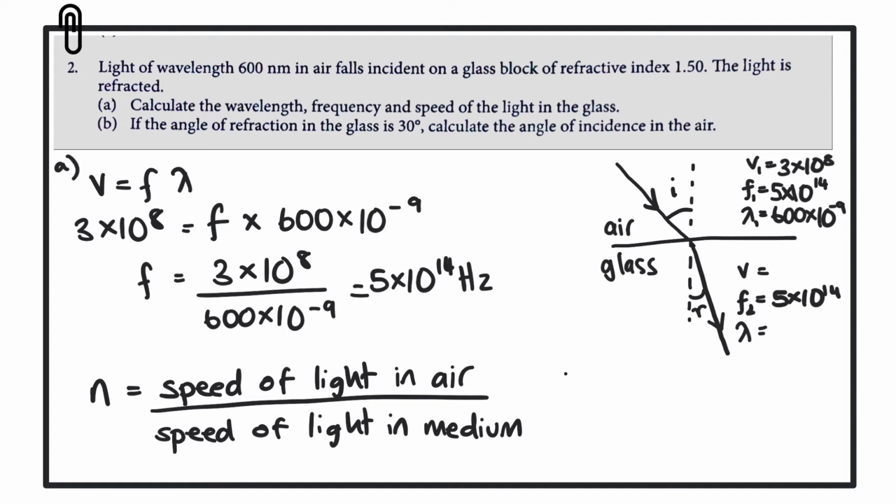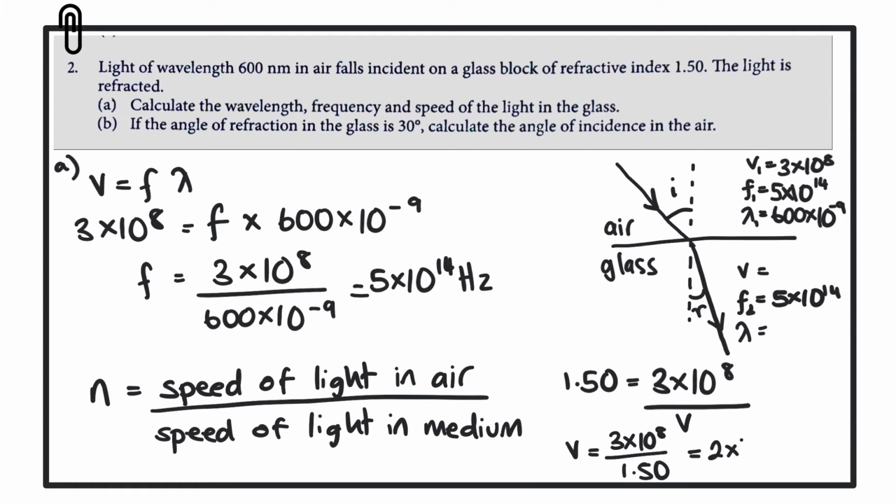So our equation here would become 1.50 for the refractive index is equal to the speed of light in air, which is 3 by 10 to the power of 8, divided by the speed of light in the medium, which in this case is glass, and I'm just going to use V to represent that velocity. So rearranging our equation, we have that our velocity is equal to 3 by 10 to the power of 8 divided by 1.50 for the refractive index, which is equal to 2 by 10 to the power of 8 meters per second.